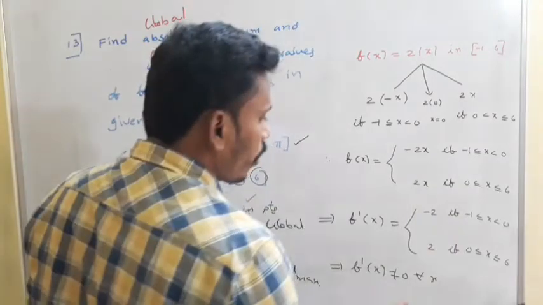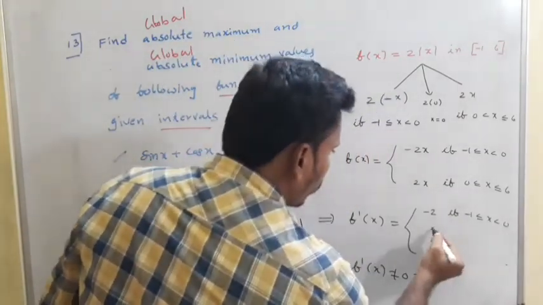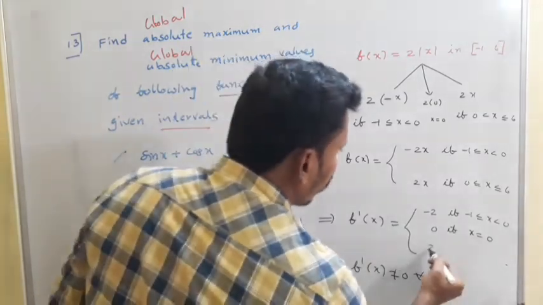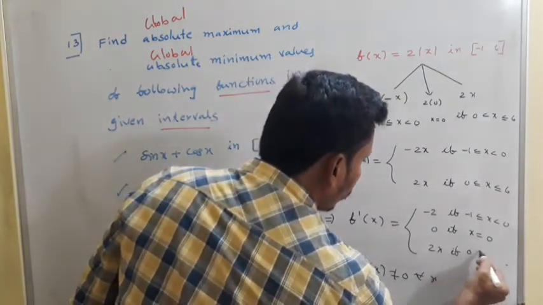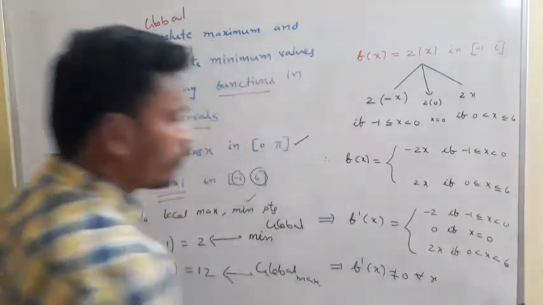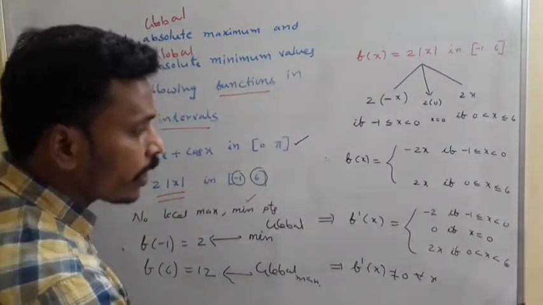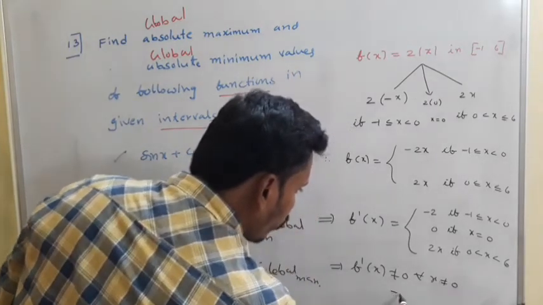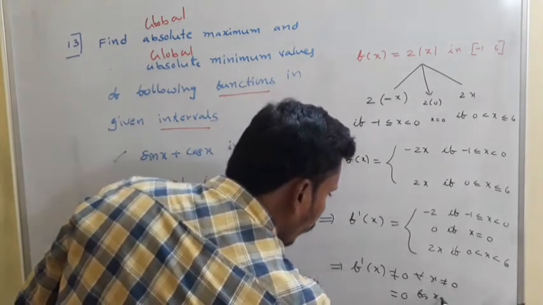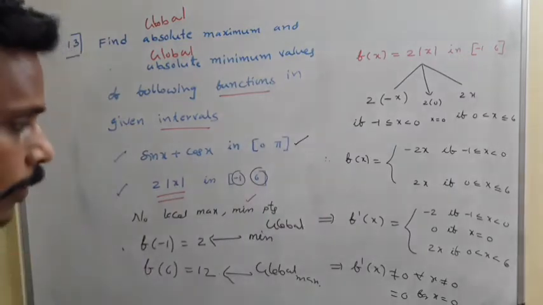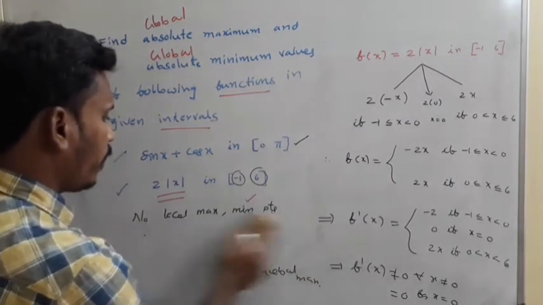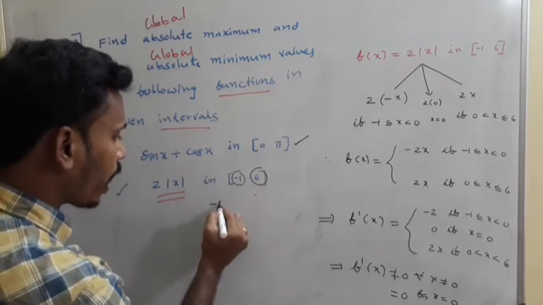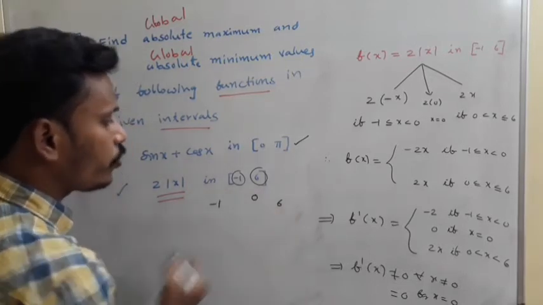So up to this is okay, and we need to split into 3 possibilities. 0 if x equals 0, and 2x if 0 less than x less than 6, and f dash of x is non-zero for all x not equal to 0, and equals 0 for x equal to 0. Right? So that in a sense, just a minute. So we need to pay attention to the endpoints of the interval -1, 6 along with this 0 also.